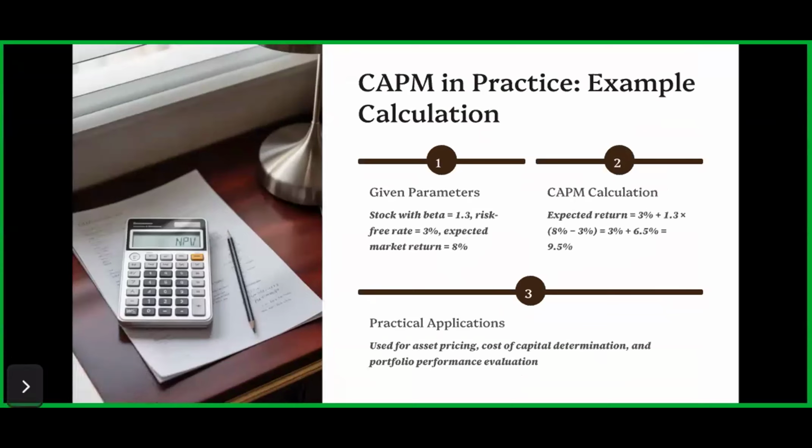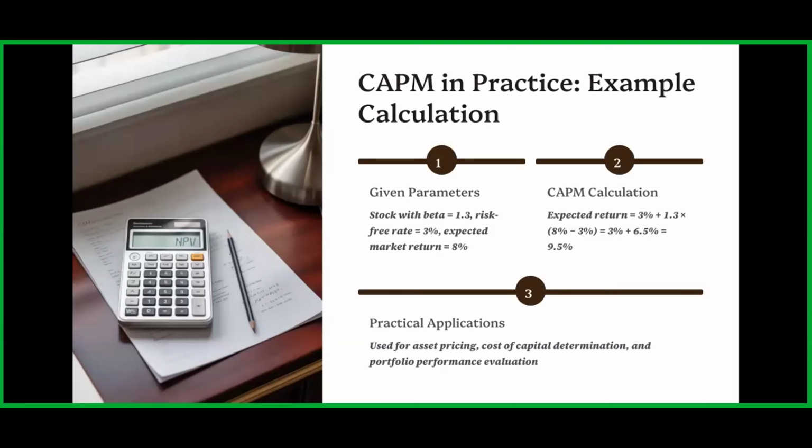Okay, so here is one practical example we are taking of this CAPM, the capital asset pricing model, in which we calculate the expected returns by using different parameters. That is the beta, the risk-free return, and the market return. So here some parameters are given: the stock has a beta of 1.3, which is the risk you take.